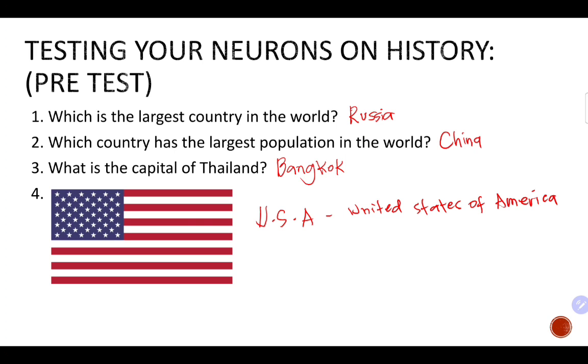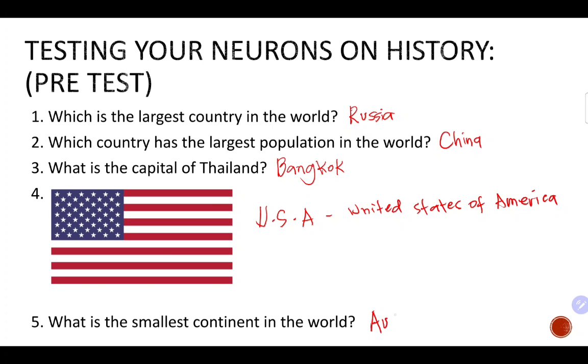Okay, fifth one and last question. What is the smallest continent in the world? As we recall, there are 7 continents in the world, right? So can you tell me the name of that smallest continent among the 7 continents? You have 10 seconds. Okay, you got it? The answer here starts with letter A. Very good. It's Australia.